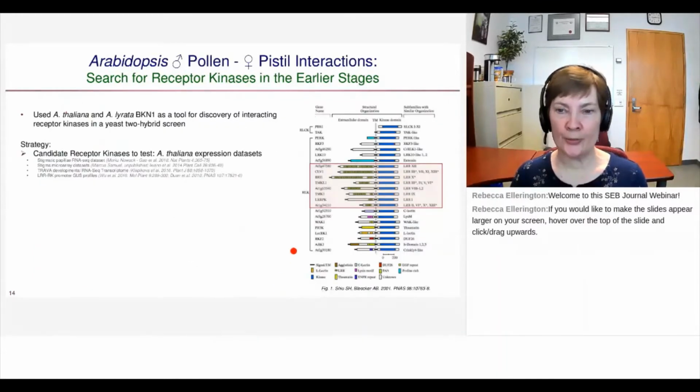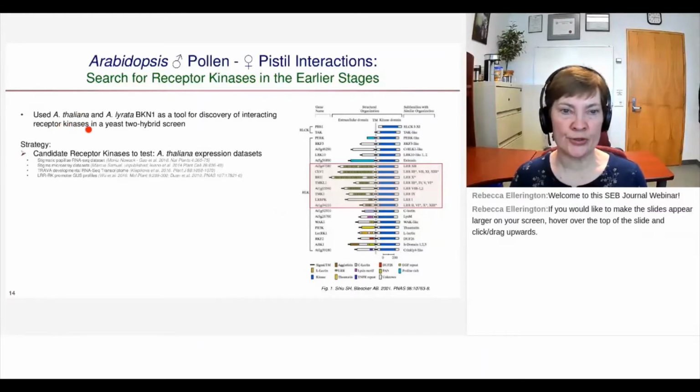Okay, so why do we have to do that? Well, it turns out there's a lot of receptor kinase genes in the Arabidopsis genome, over 400, and many of them are expressed in the stigma. So it'd be really difficult to just go through and randomly knock them out to see if we can see a phenotype. So we needed a strategy to try and reduce the number of candidates to test.